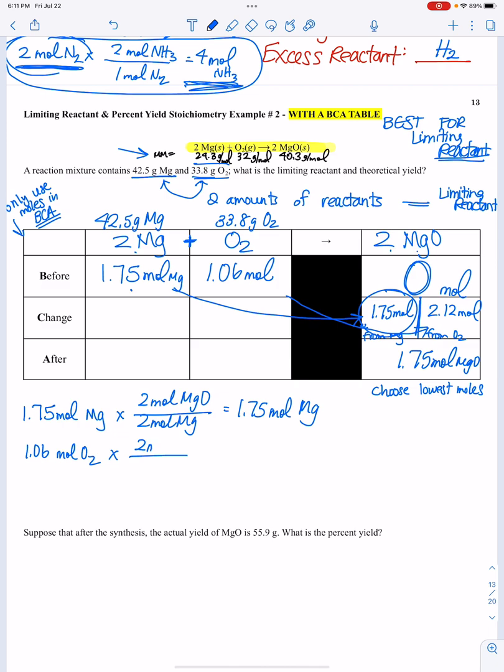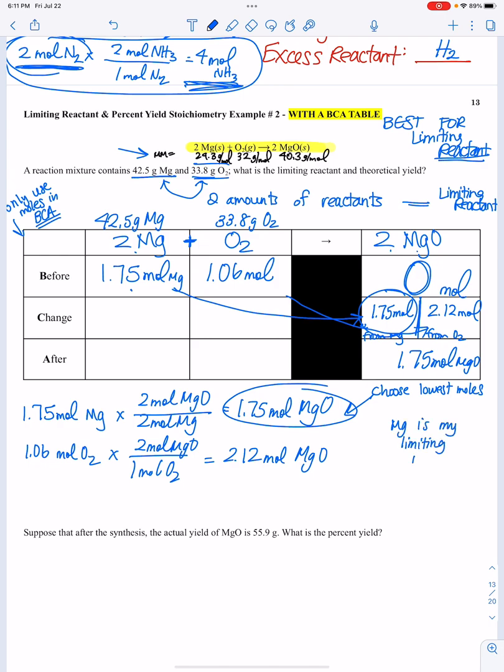For every 2 moles of MgO, there's 1 mole of O2. Look at that. I'm multiplying by 2. I get 2.12 moles. Sorry, that should say MgO. Of MgO. And then which do I choose? Choose lowest moles. That means Mg is my limiting reactant.